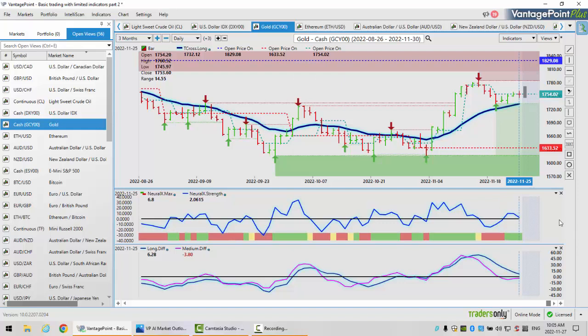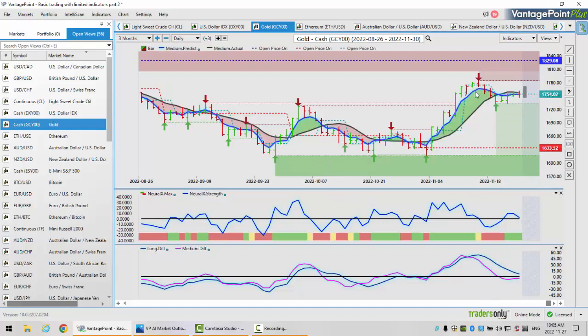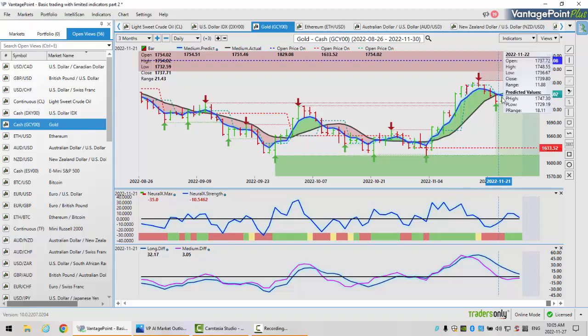But again, our neural index is still green. Our neural index strength is starting to slope down. But the medium-term predicted difference is below the zero line. When we click on F7 in our software, we can see that a crossover did take place. So when a crossover takes place, the predicted difference will break down below the zero line. This is warning us that we're losing momentum up here, but that can change very quickly.